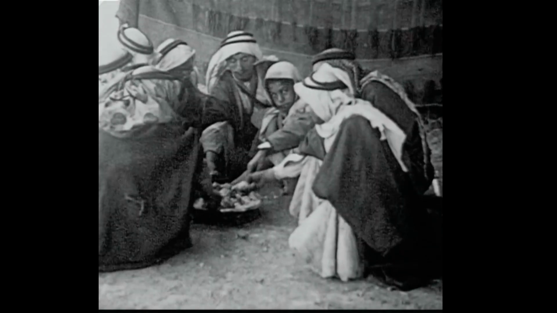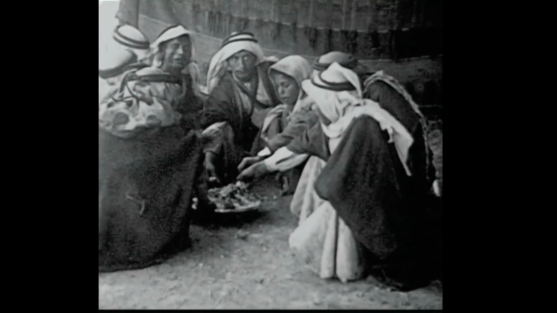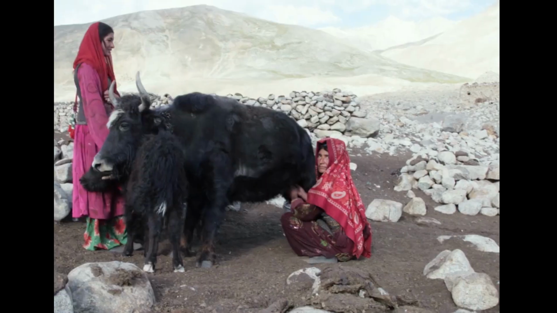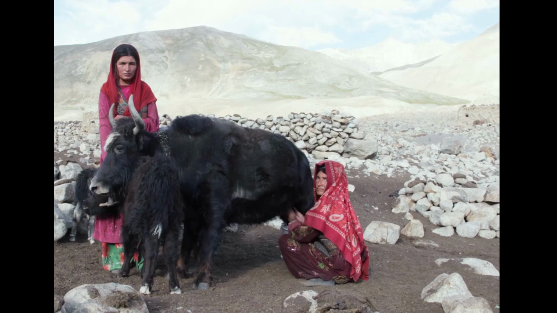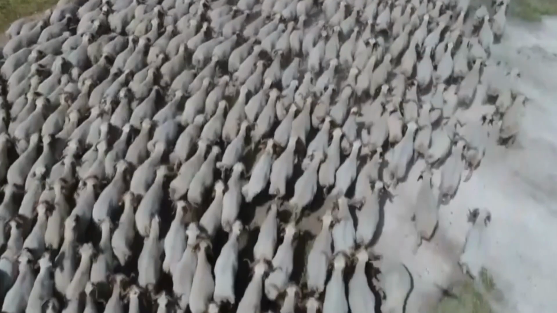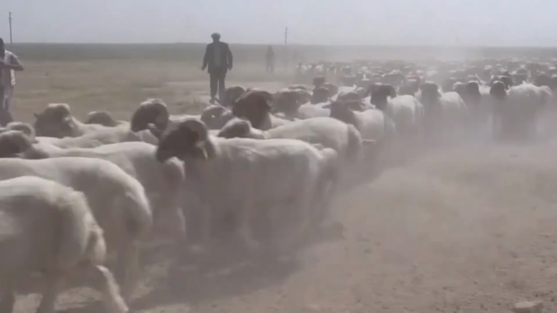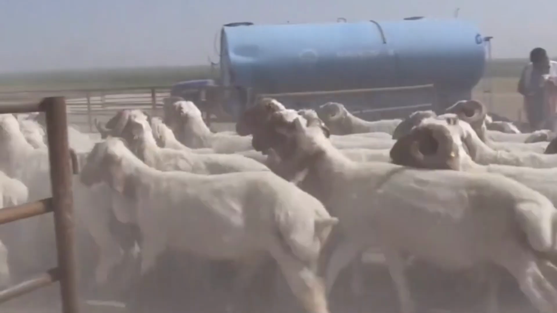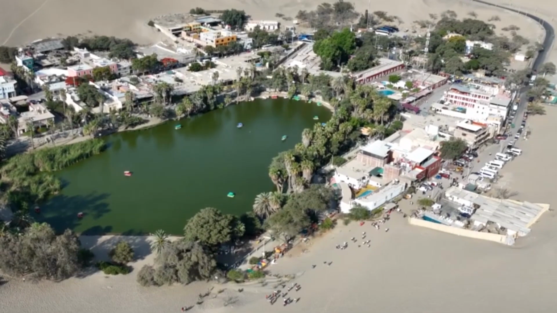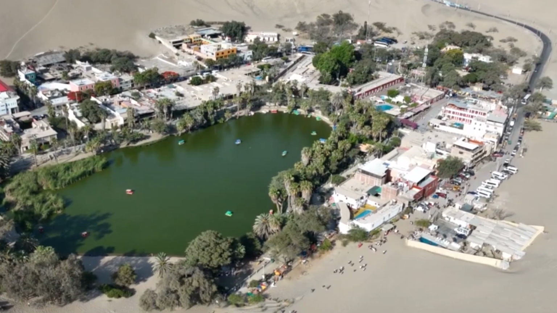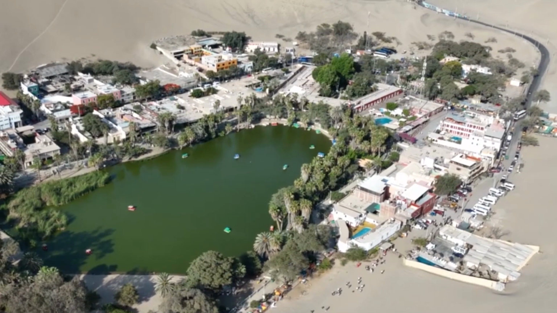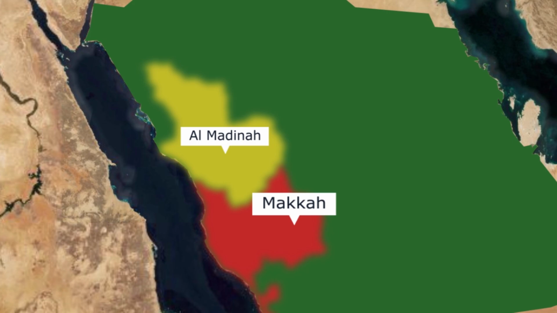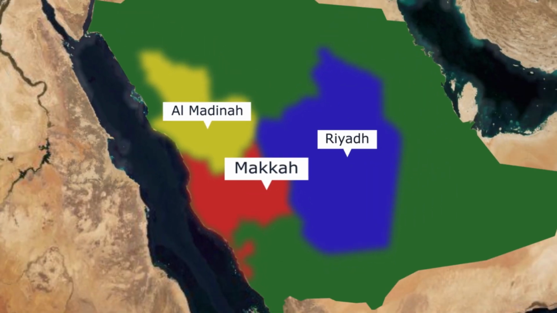Historical and cultural factors. Historically, Saudi Arabia's population has been nomadic or semi-nomadic. Before the discovery of oil, most people lived as Bedouins, moving from place to place in search of water and grazing land. Oases and trade routes.